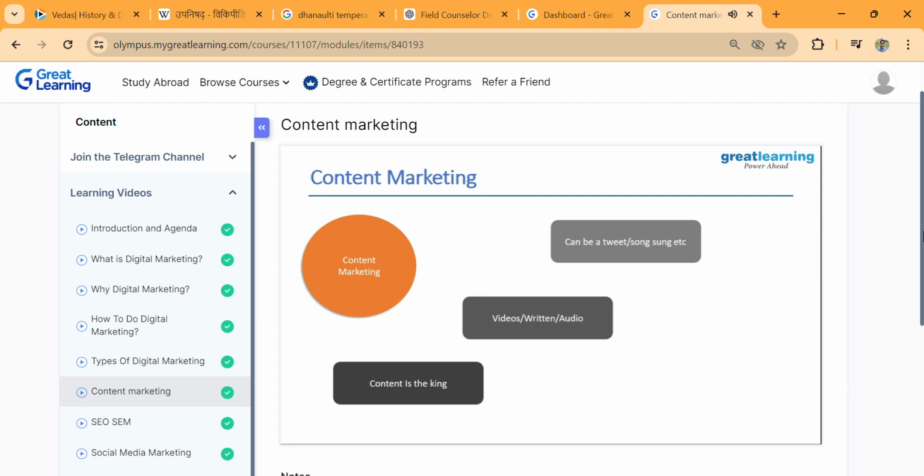We'll elaborate on these pointers when we talk about the SEO, SEM part of things. But I believe by now, the basic idea of what content marketing is should be clear to you.